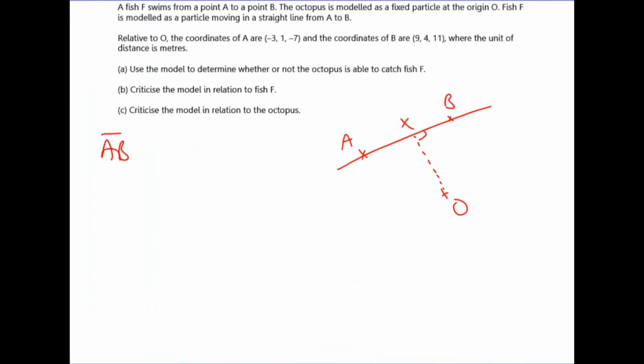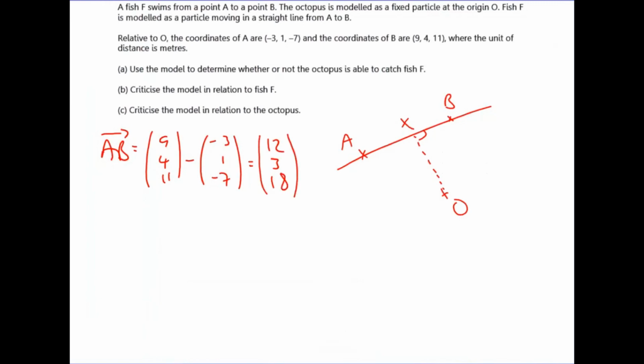So we get the vector A to B. If we do (9, 4, 11) minus (3, 1, -7), I get (12, 3, 18). This is the direction vector of the line. You can use any multiple of that, so you might have got negatives. You can divide it all through by 3 and use (4, 1, 6).